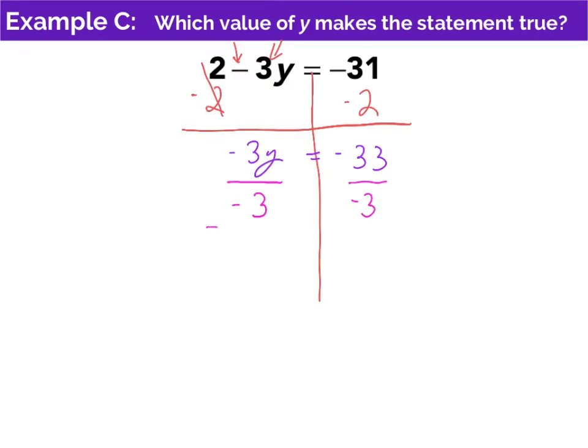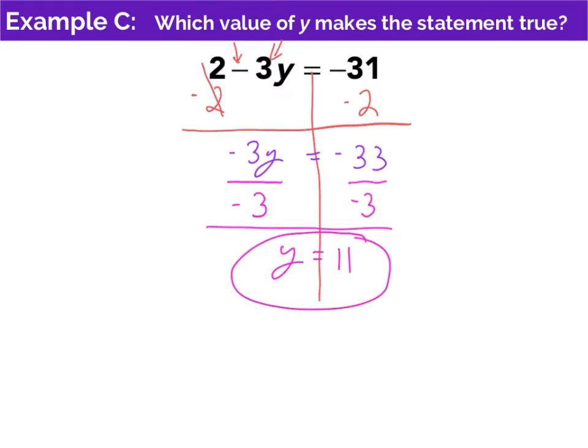Negative divided by a negative is a positive, or +1y as we just talked about. And -33 divided by -3, and negative divided by a negative is a positive. If you're not sure, make sure you use your calculator for integer rules, and you end up with 11. So y is equal to 11.